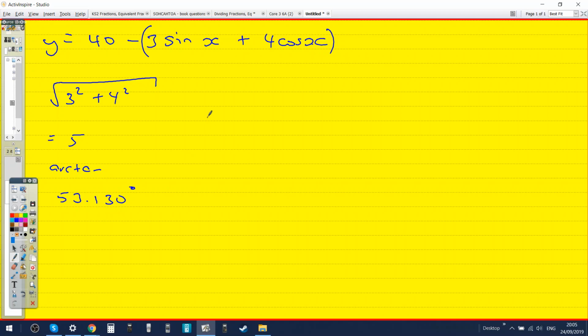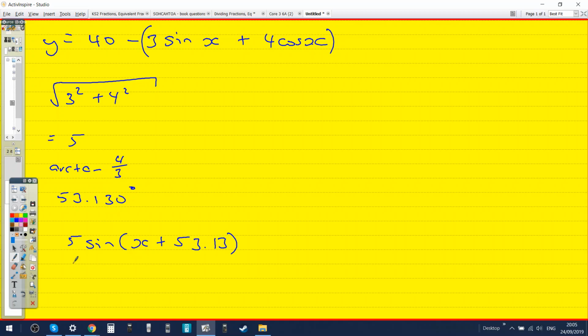Then that would just be written as 5 sine x plus 53.130. Okay. Yep. And then in the grand scheme of things, that would be y equals 40 minus that. Yep. And I'm not too sure what to do from here.